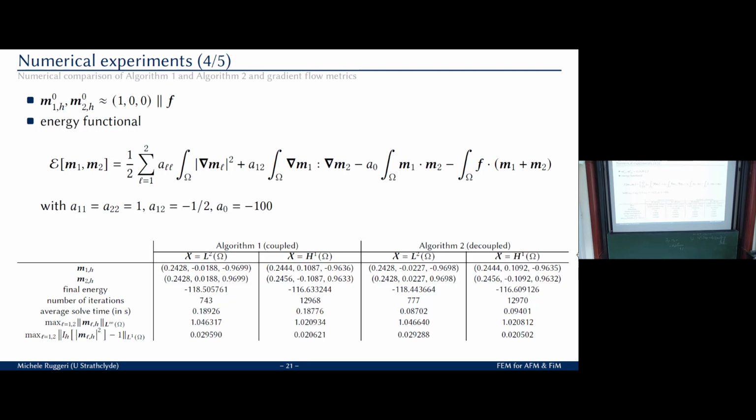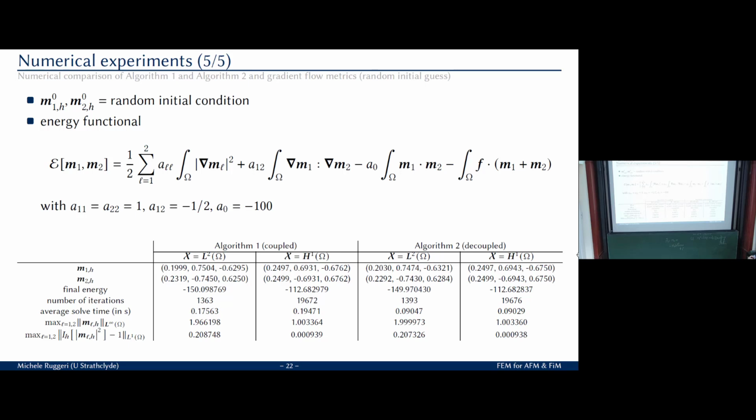Okay, so I would like to go for this one, but then actually maybe you don't, if you consider a different initial guess, namely made by a random initial condition, where in each point you just consider a random unit vector. And then you see that all the conclusions that I was mentioning before are the same, but look at the error in the unit length constraint.